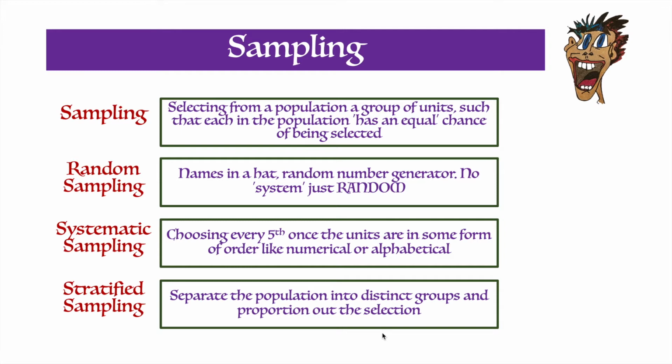And the key here is that each unit has an equal chance of being chosen. And that's really important if you're going to do sampling. And there are a number of different sampling methods people use. I'm going to just explain three very quickly here, and then focus on the stratified one.